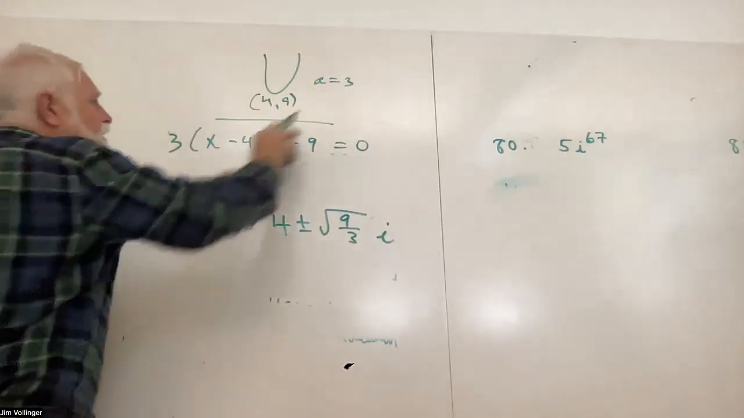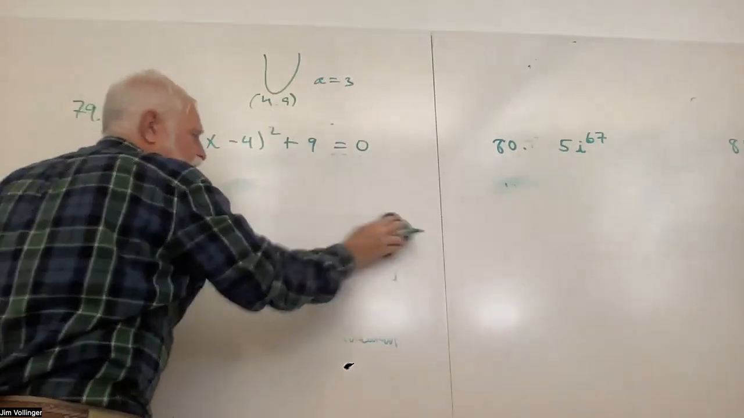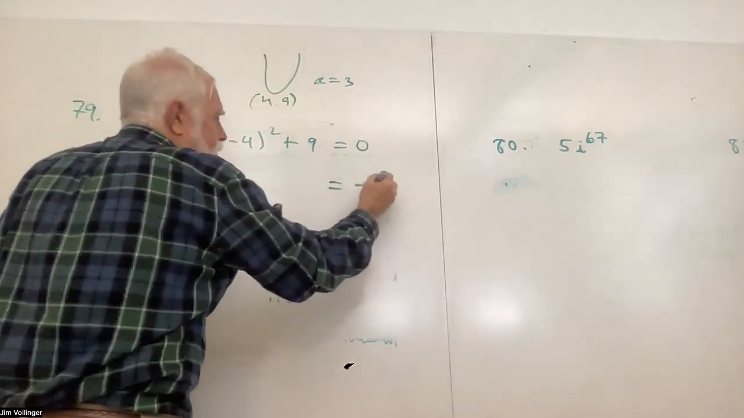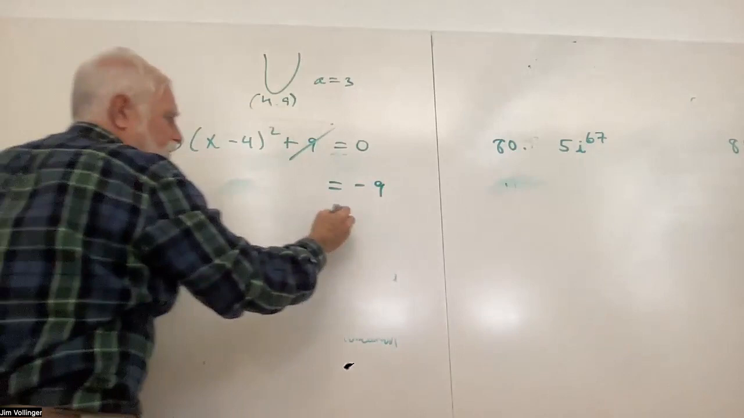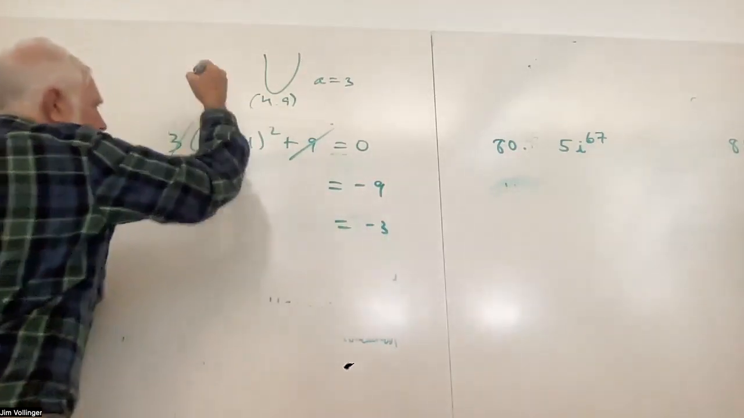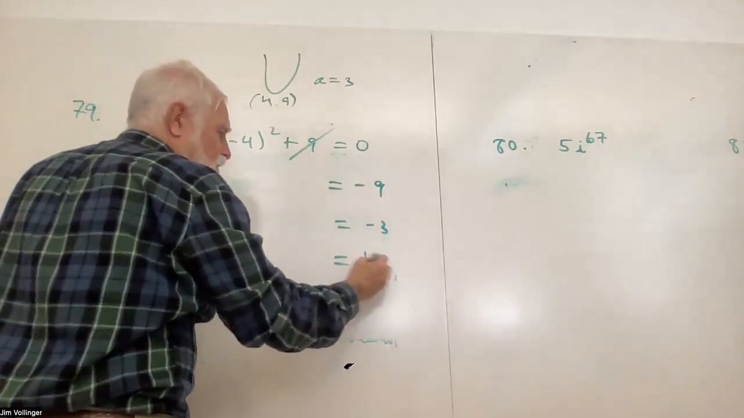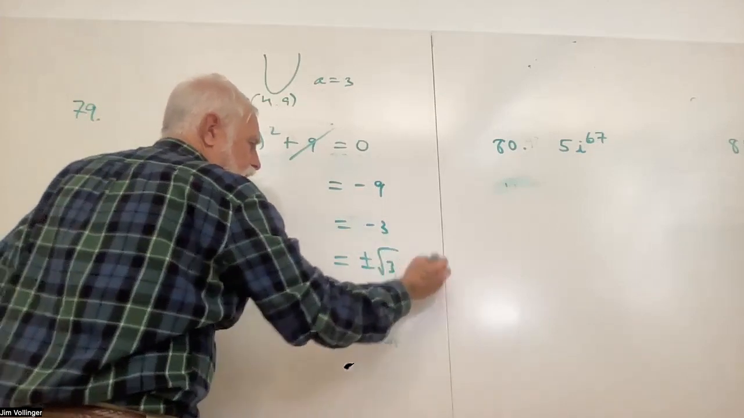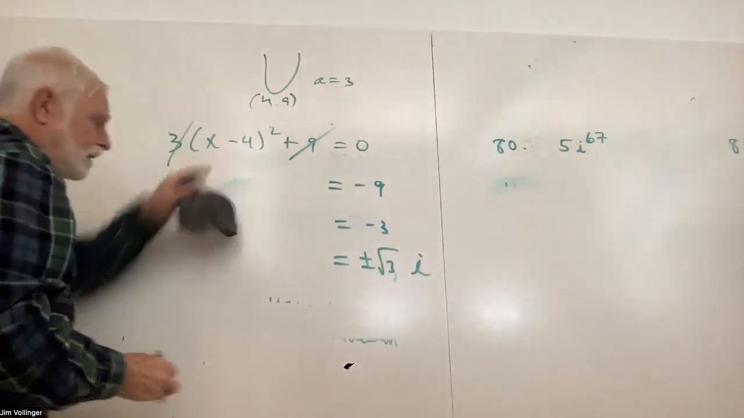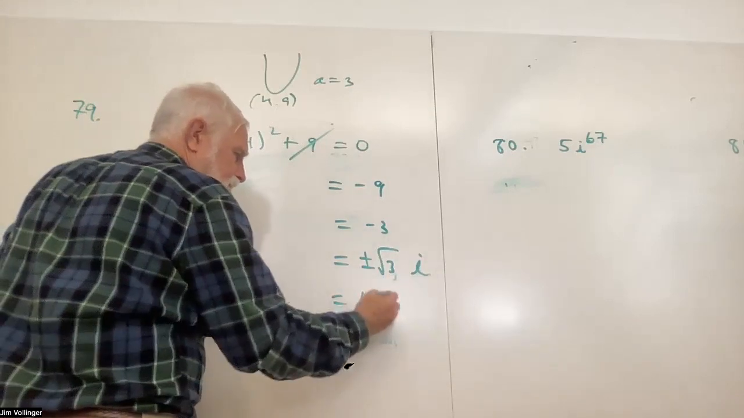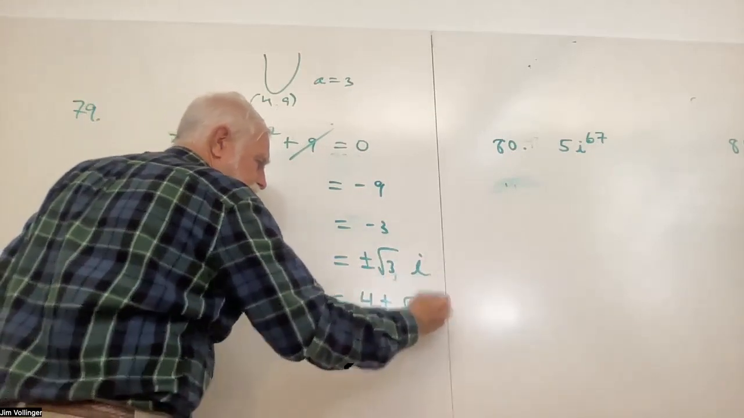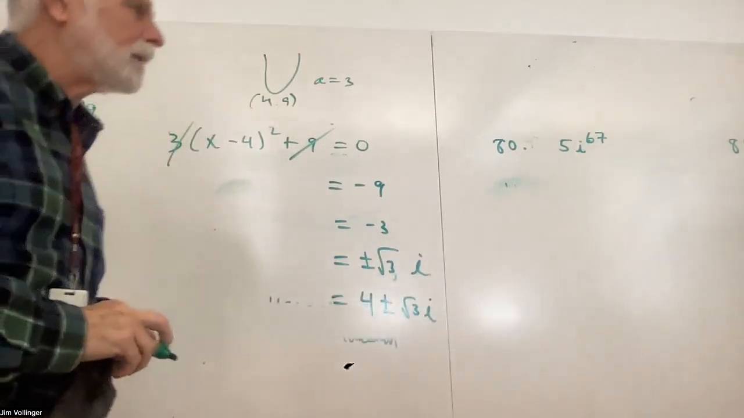So how do we get that? Not doing the shortcut. Minus 9, boom, divide by 3. Boom, take the plus minus square root. The negative comes out, becomes i. Negative 4 becomes positive 4. That's how you mechanically do that problem.